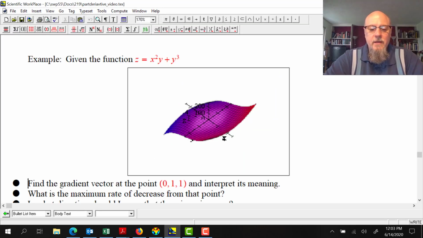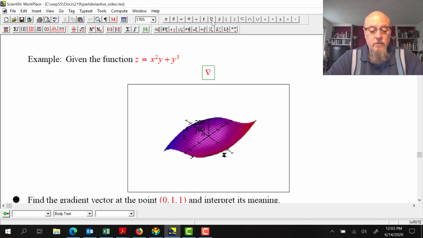I guess the first thing is let's find the gradient vector. That's what they're asking us to do. Find the gradient vector, and it says specifically at the point (0, 1, 1). Let's find our gradient vector in general. So the gradient of f is equal to, it's a vector. First I differentiate the function with respect to x. Now I differentiate the function with respect to y. There's the gradient vector. It's a formula with x's and y's in it.